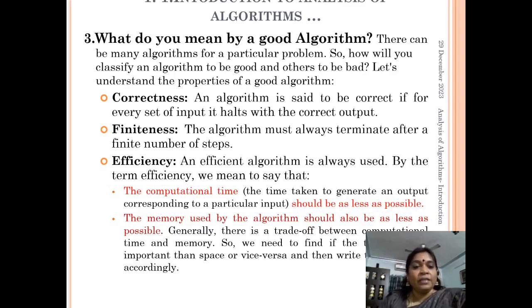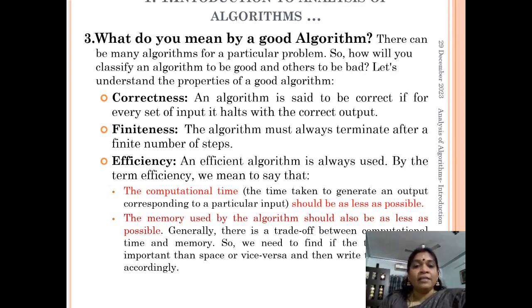The third one is efficiency. It depends on two parameters: one is computational time, another one is memory. The computational time, the time taken to generate an output corresponding to a particular input, should be as little as possible. And the memory used should also be as little as possible.